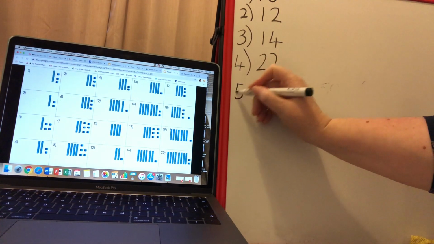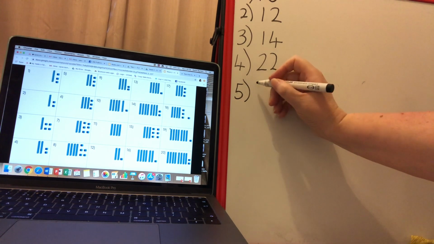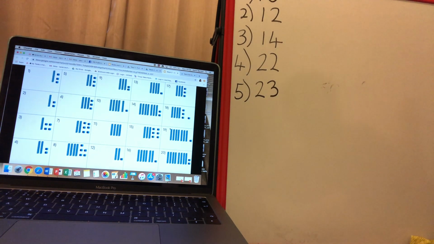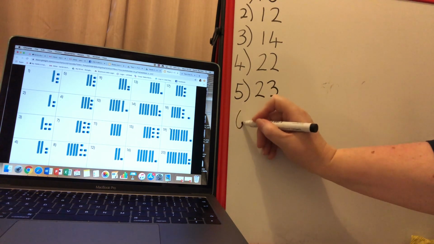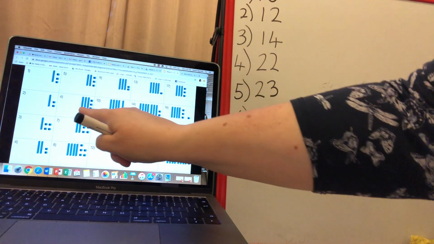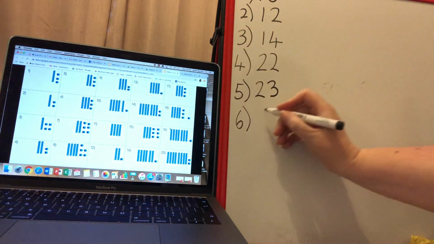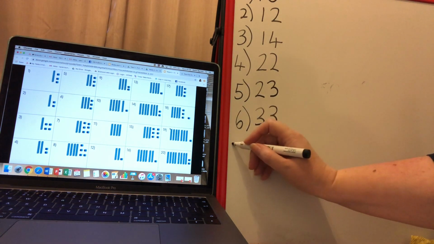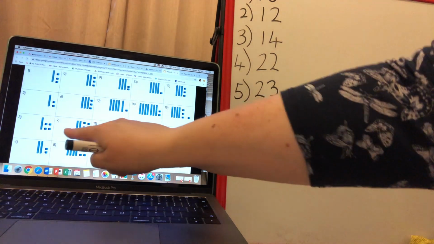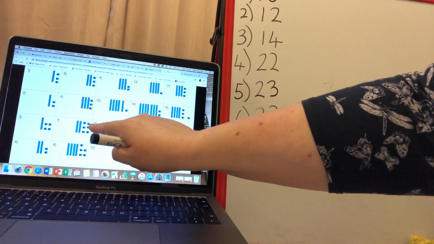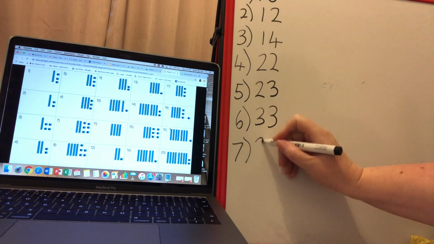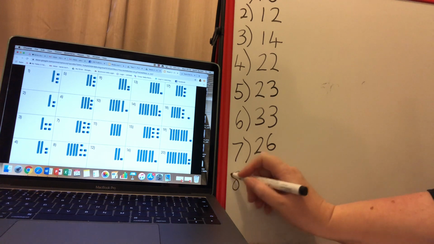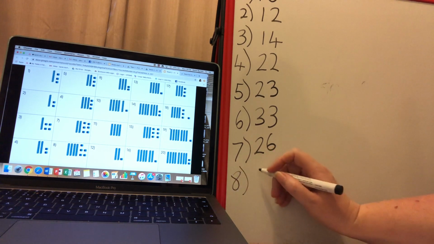Question 5 has got 2 tens and 3 ones. So the answer is 23. Question 6. 10, 20, 30, 31, 32, 33. 3 tens and 3 ones, 33. Question 7. 10, 20, 21, 22, 23, 24, 25, 26. And question 8 is 45.